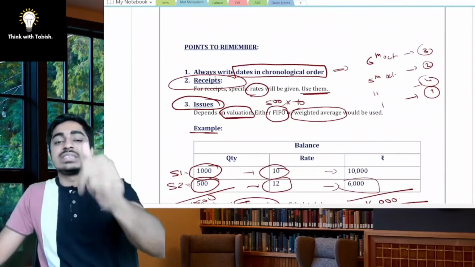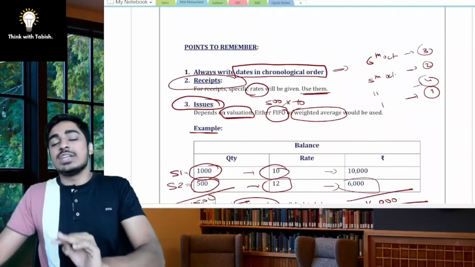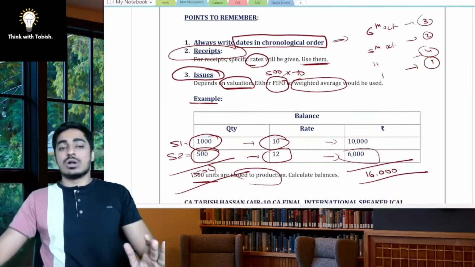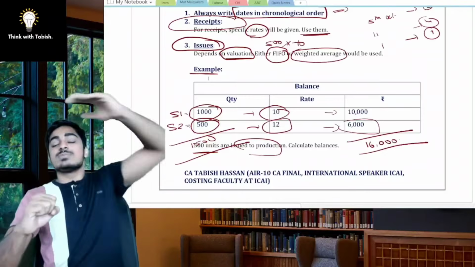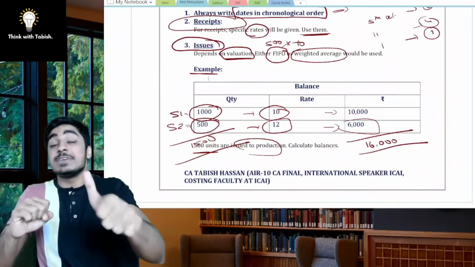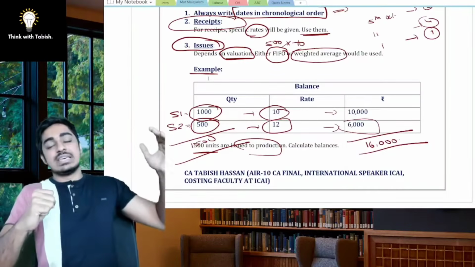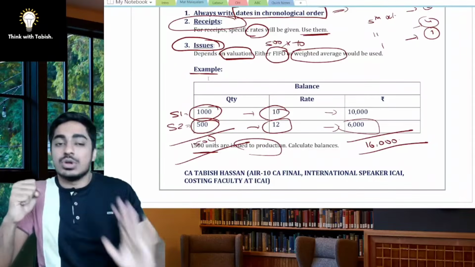Firstly, always write the dates in chronological order. If the question is not giving it to you in chronological order, the first step is to write the dates in chronological order. Next, for receipts, for receipt of goods, we are getting goods from suppliers. The specific rates will be given. Suppose I have purchased from supplier 1 at 100 rupees, supplier 2 at 102 rupees. Specific rates will be given, and we are going to use that.